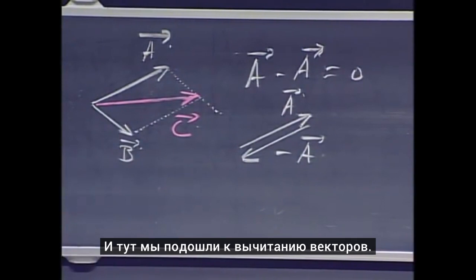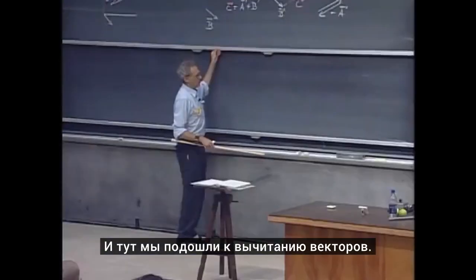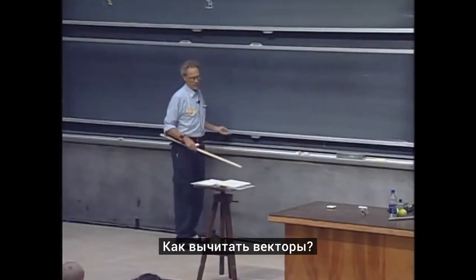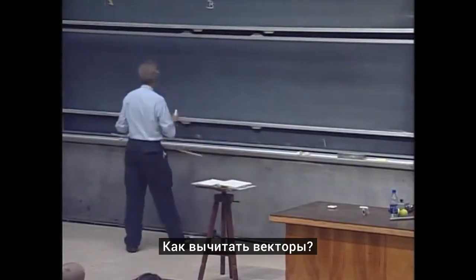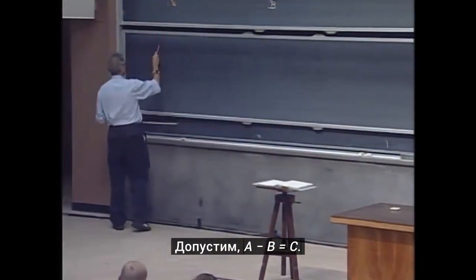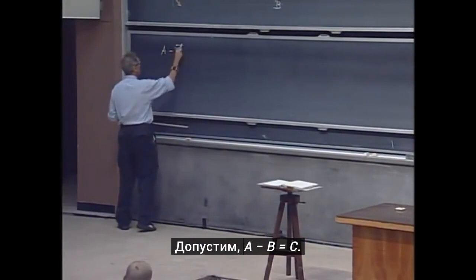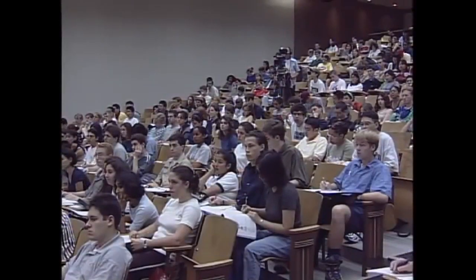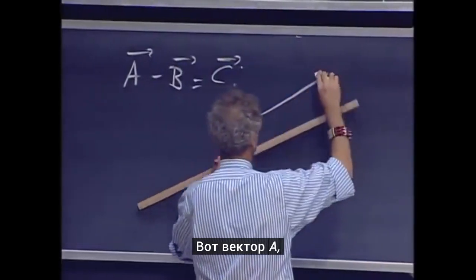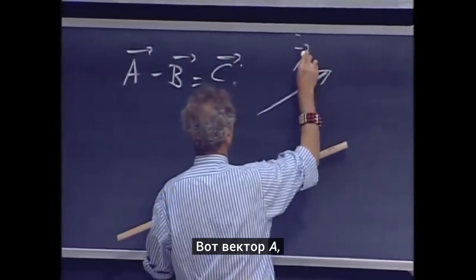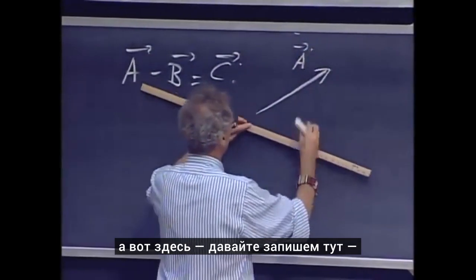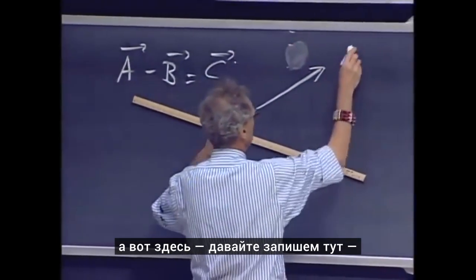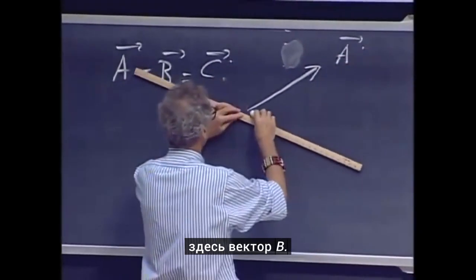And that brings us to the point of subtraction of vectors. How do we subtract vectors? So A minus B equals C. Here we have vector A, and here we have, let me write this down here, and here we have vector B.